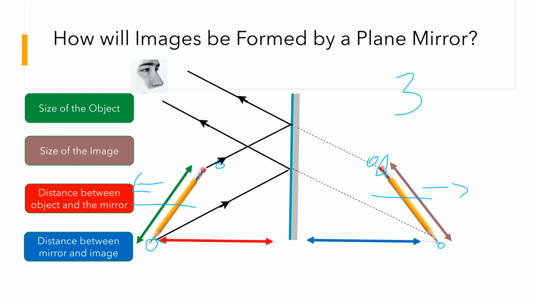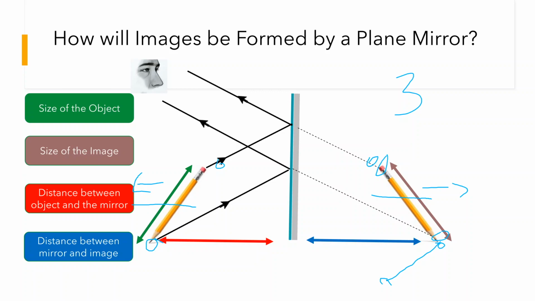So there is no change in the erect position of the pencil. Where are the points here? They are located in the same place here also. So it means that they are erect. Suppose the pencil was like this, here the tip and here the eraser, then we would call it an inverted image, but it is quite opposite to it, so we call it an erect image.